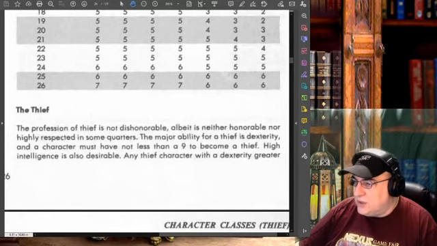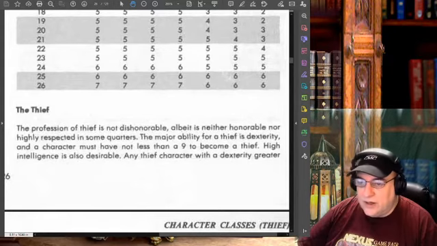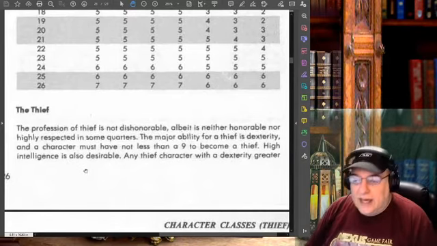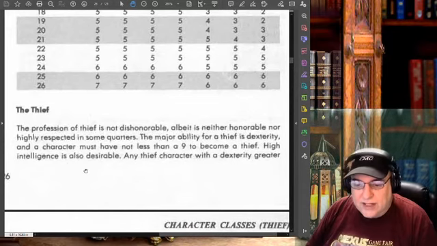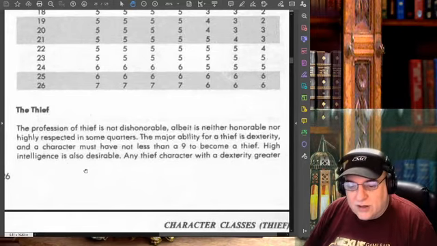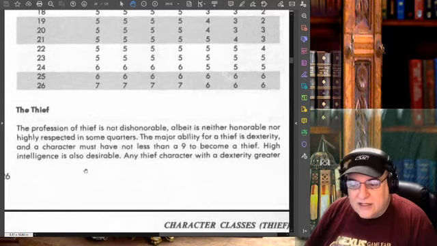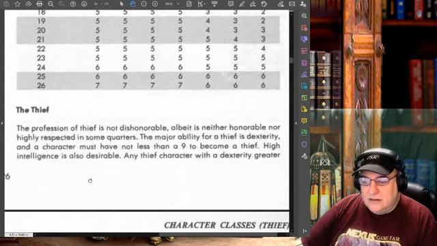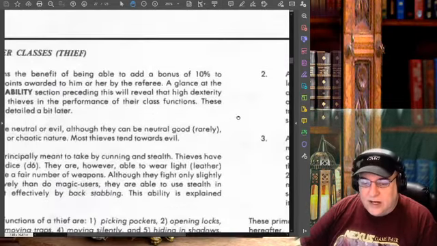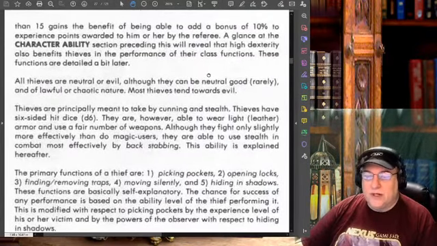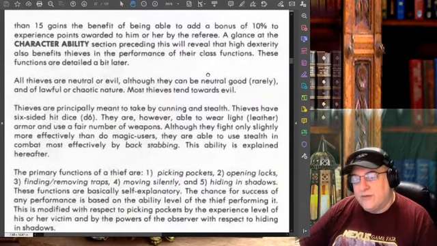Let's go right into reading about them here in the Player's Handbook, where their section begins. The profession of thief is not dishonorable, albeit is neither honorable nor highly respected in some quarters. The major ability for a thief is dexterity, and a character must have not less than 9 to become a thief. High intelligence is also desirable. Any thief character with a dexterity greater than 15 gains the benefit of being able to add 10% bonus to experience points awarded to him or her by the referee.